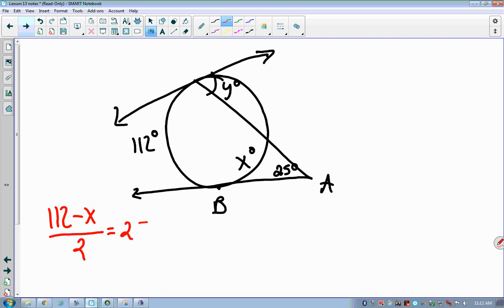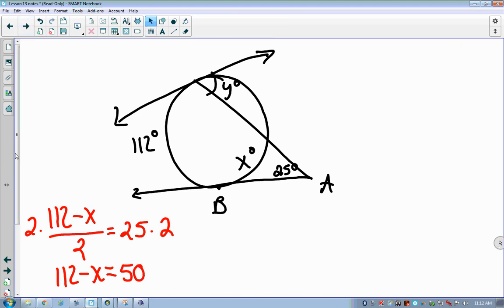Okay, that was Michael Pipes, y'all. He gave me that: 112 minus x divided by 2 equals 25. Michael, why don't you continue on? Go ahead and solve out for x. You might not be able to hear him, but I'm following his instructions. So 112 minus x, he says, equals 50.